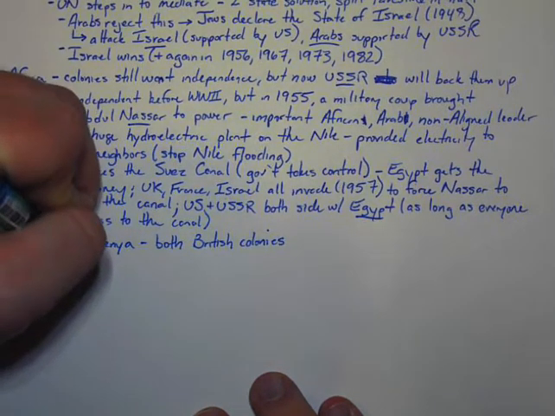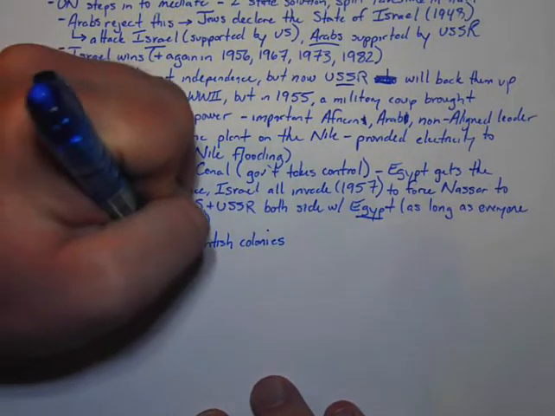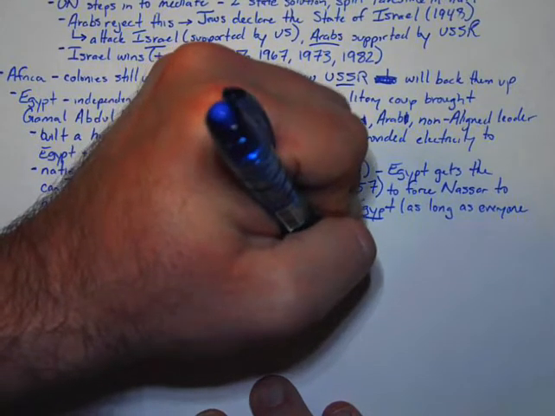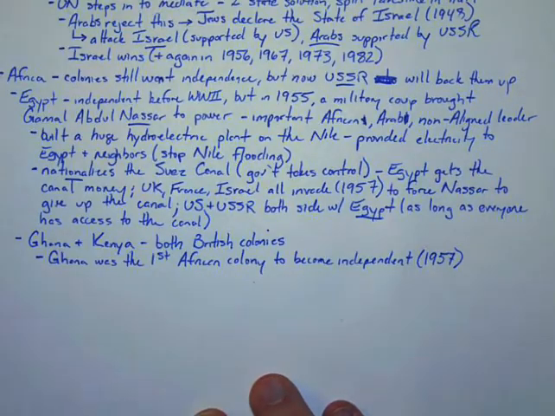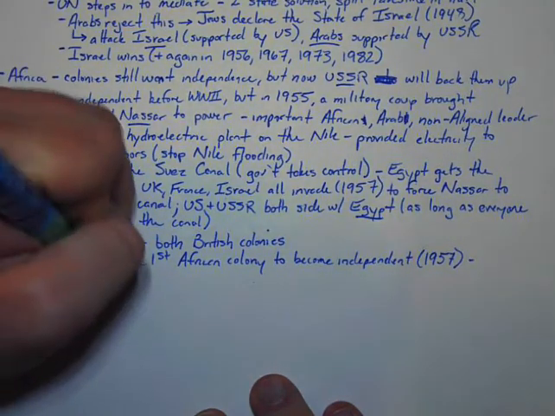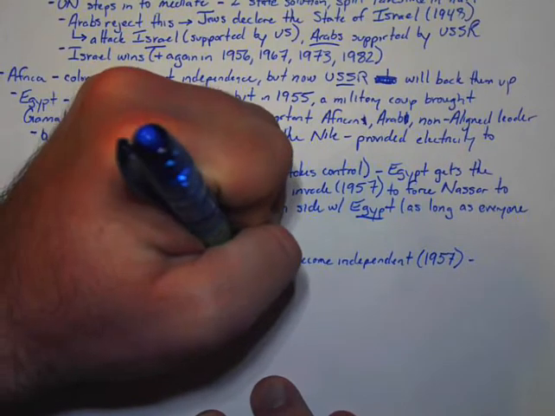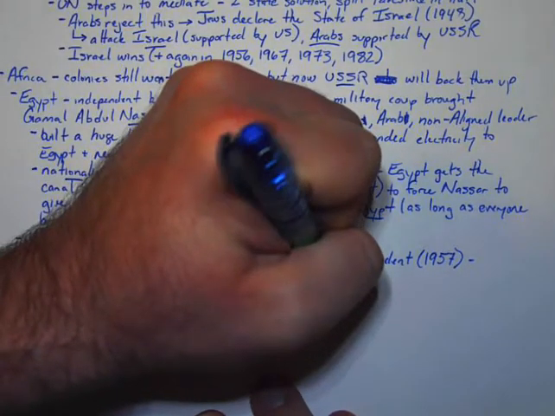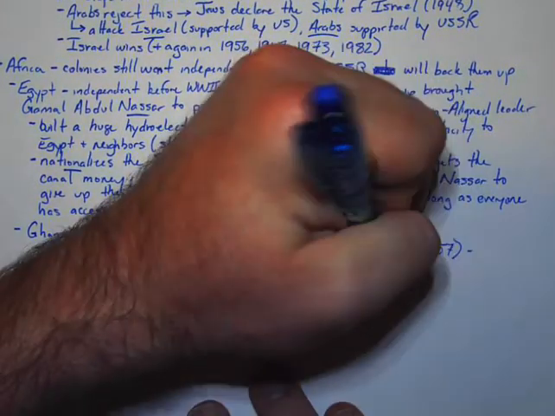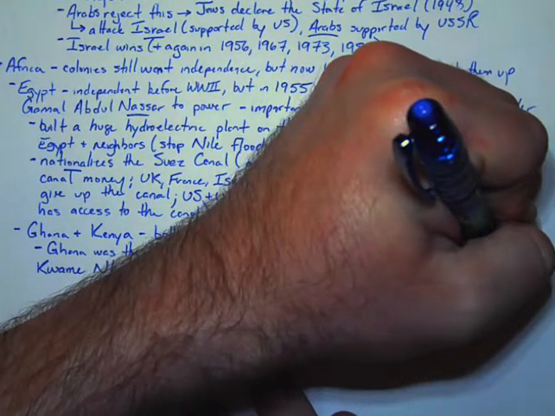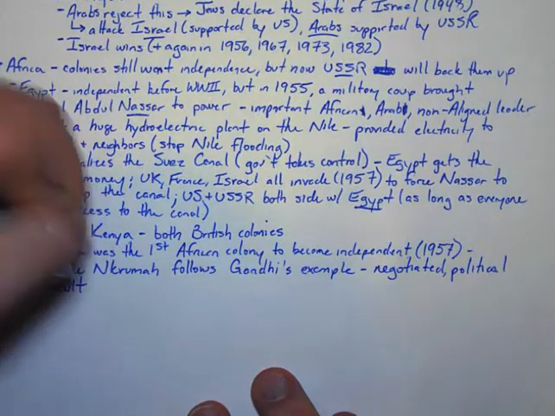Ghana was the first African colony to become independent. This happens in 1957. And more or less, the leader of Ghana, his name is Kwame Nkrumah, kind of follows Gandhi's example, more or less. And so this is a negotiated political settlement that more or less ends up peaceful.